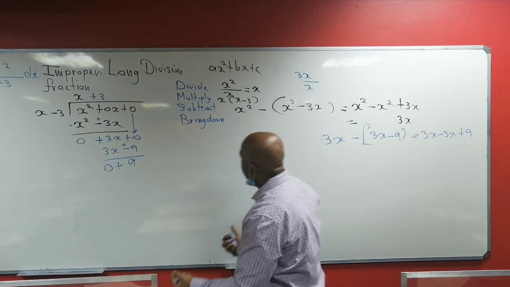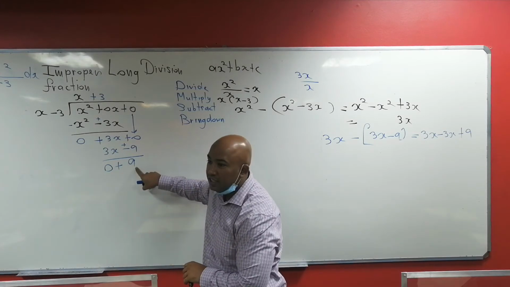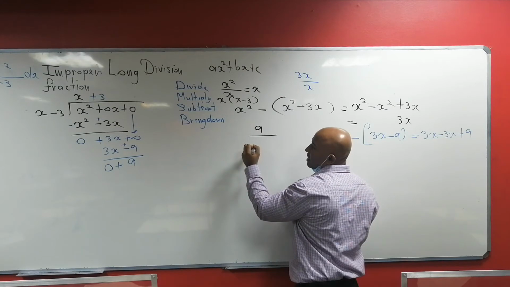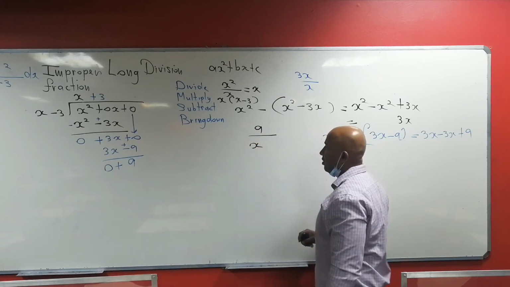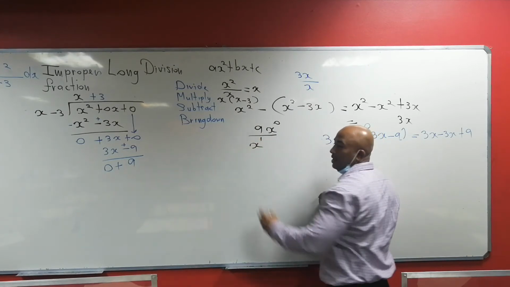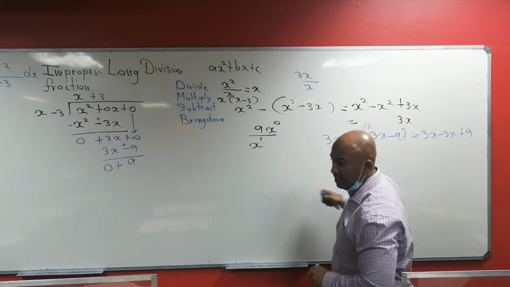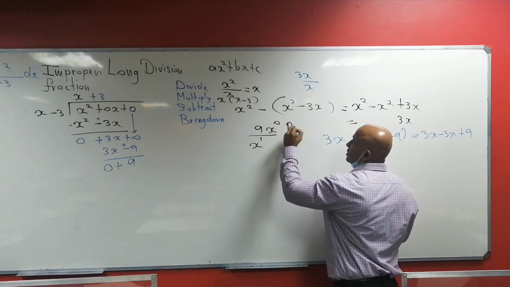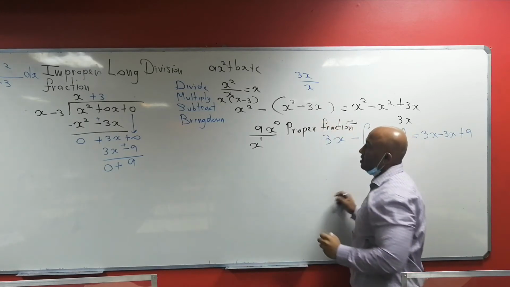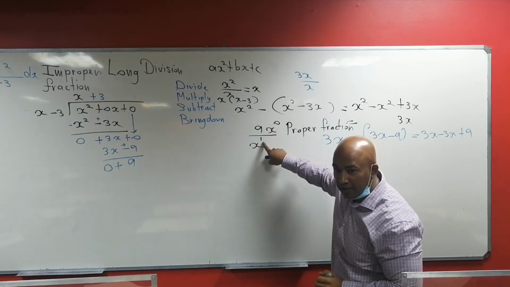Is it possible to divide? So forget about everything else. This is your new dividend now. So let's check. If I go 9 divided by x. Now remember, this is 9x to the power 0. This is x to the power 1. So what is this now? This is called a proper fraction. It's not an improper fraction, because the top is smaller than the bottom, 0 is smaller than 1.